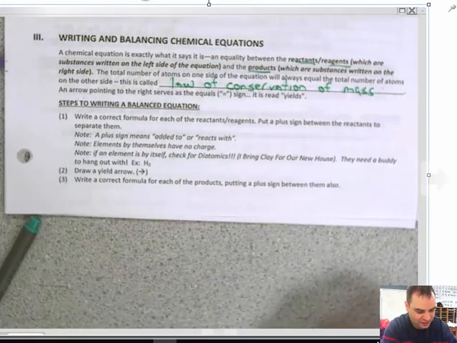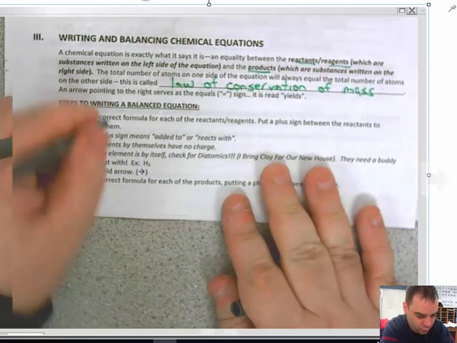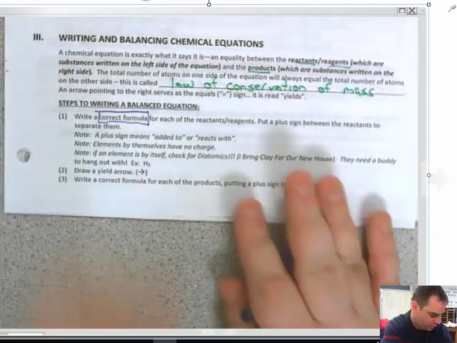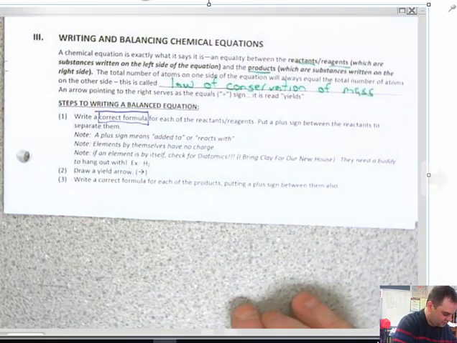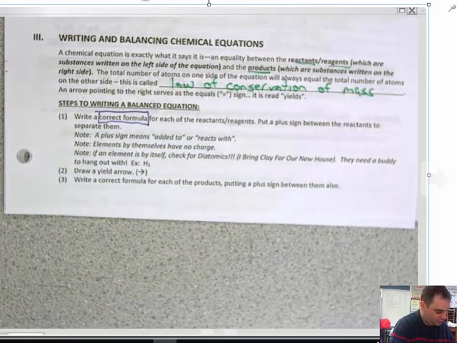Okay, steps for writing a chemical equation. Step 1. Write the correct chemical formula. Just so you know, if the formulas are wrong, it is not good at all.